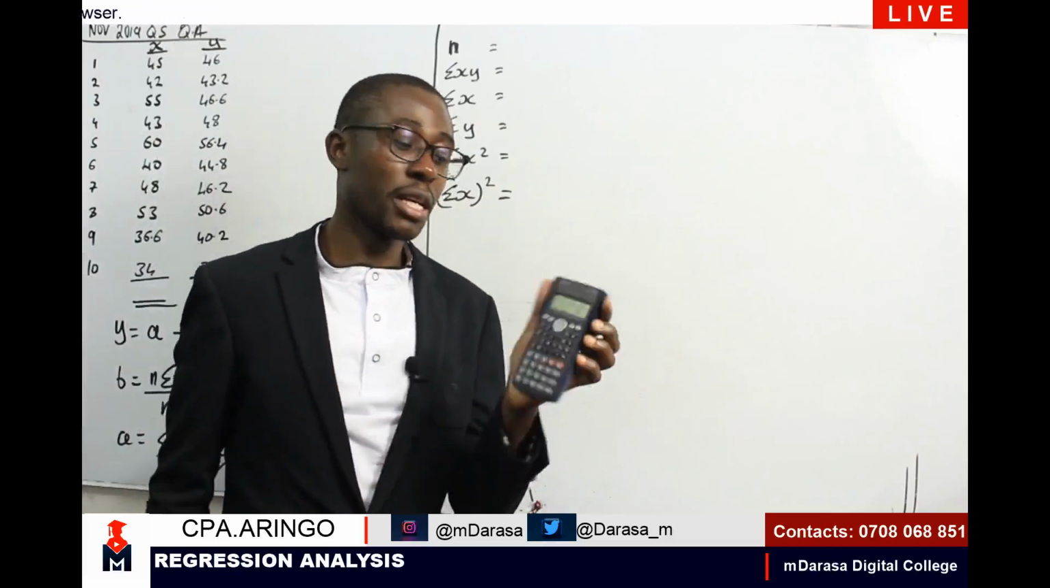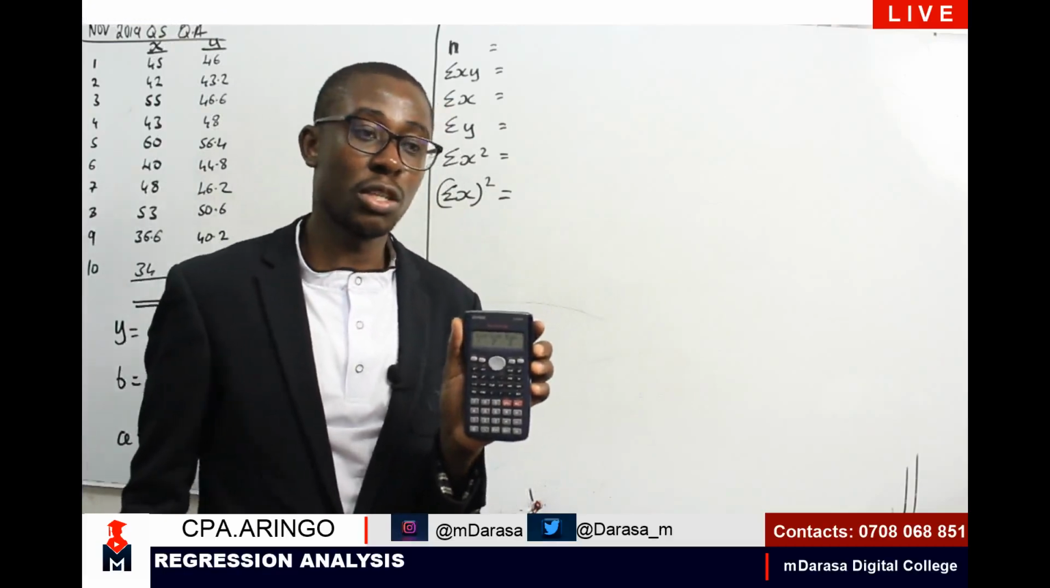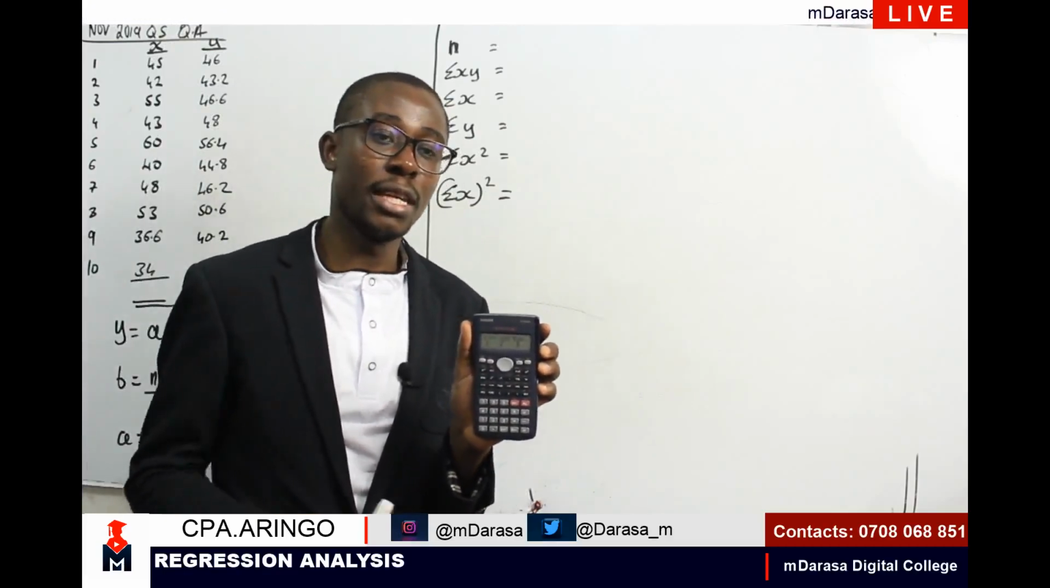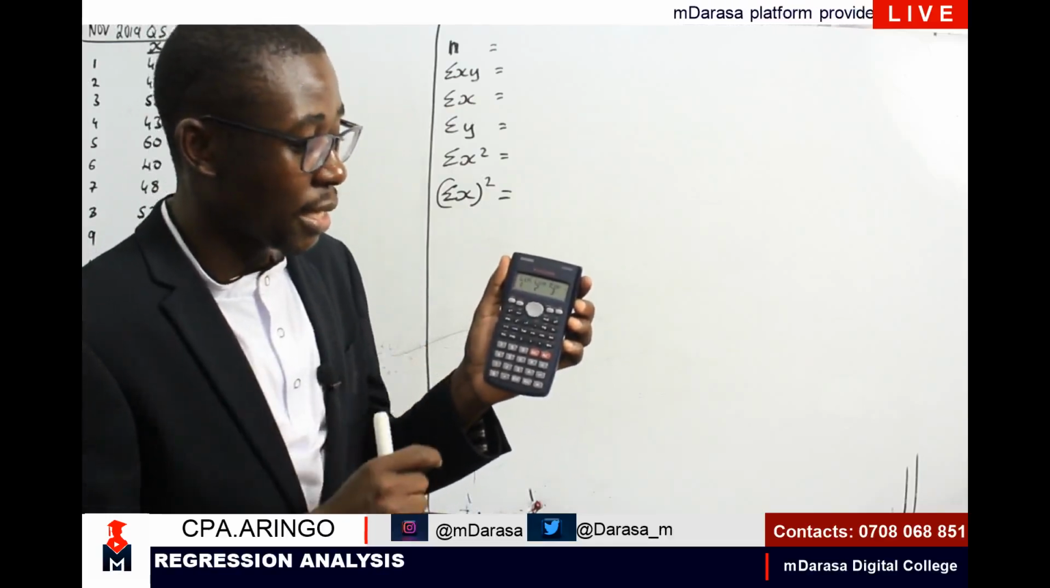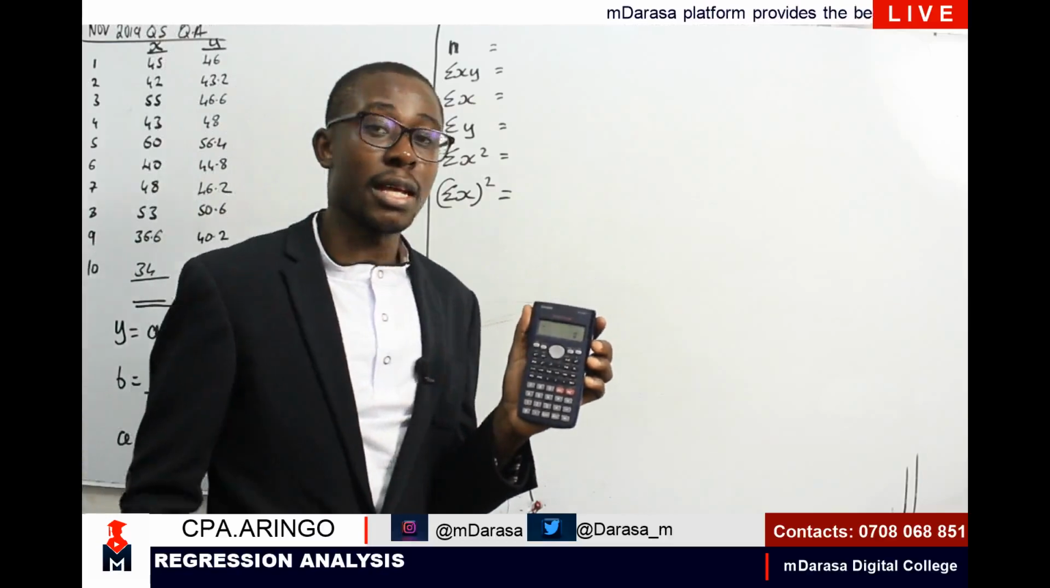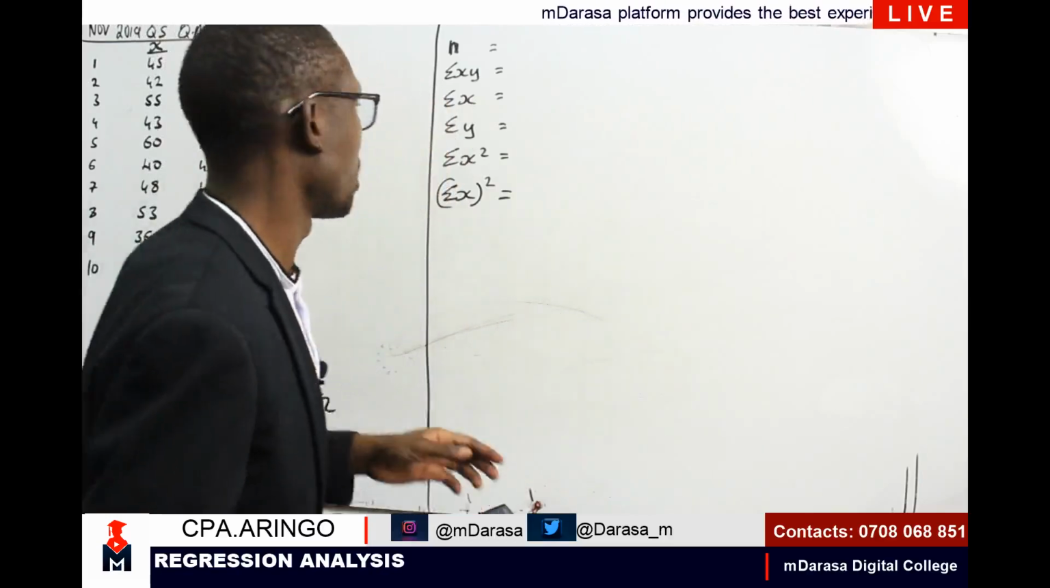It will show me regression, linear, logarithm, exponential, and all that. I'm interested with linear. So I'll just click the one that has been written LIN, that is linear 1. Then let us start inputting our data. We start with the values of x.